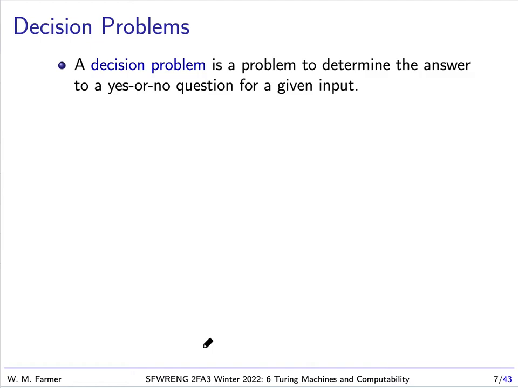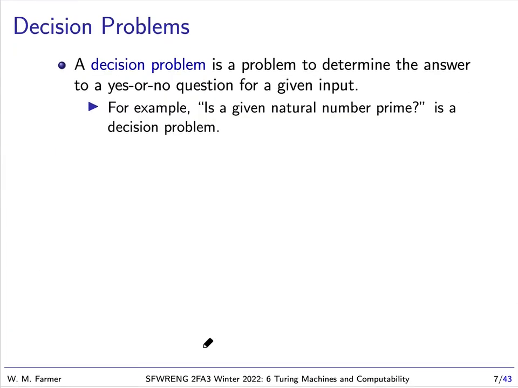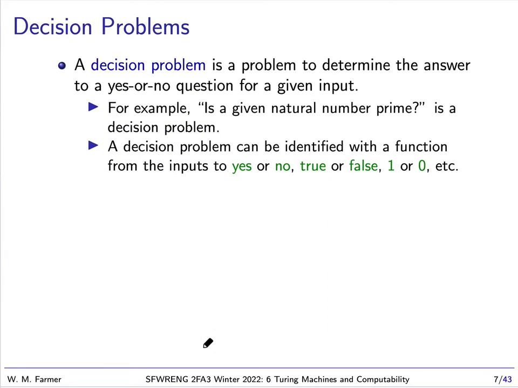A decision problem, which we've talked about before, is a problem to determine the answer to a yes or no question for a given input. A good example is whether a given natural number is prime. This is a decision problem. We can decide whether that natural number is prime or not prime. And a decision problem can be identified with a function from the inputs to yes or no, true or false, or 1 or 0.